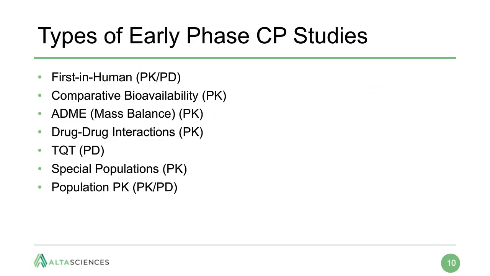So here's a list of some of the common clinical pharma studies that would be seen in a standard drug development program. I describe these as early phase studies, which I define as before phase 2B, but in some cases these studies can be done later, even after phase 3. The main objective across all these studies is to answer three main questions.